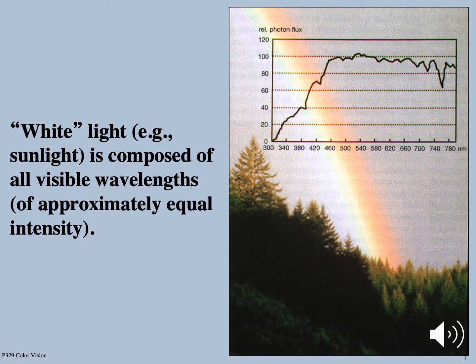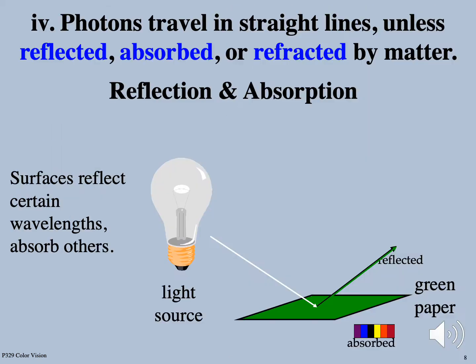Okay, so white light, that's light coming from the sun. It's all the wavelengths at equal intensity. And when they all come together, it makes white light. And white light moves in straight lines. Okay, so unless it's reflected or refracted or absorbed, what you see is light moving in straight lines.